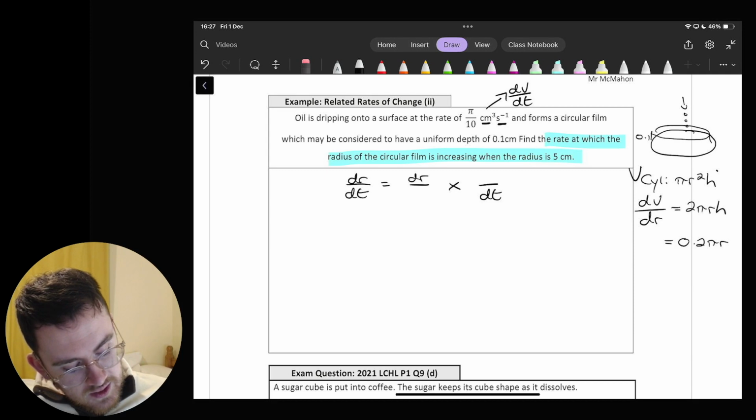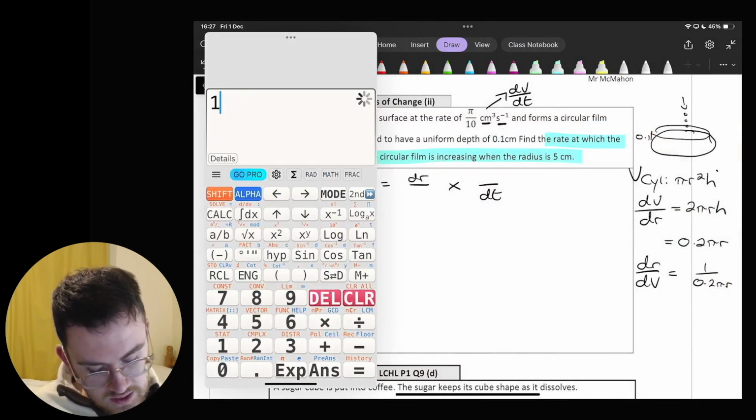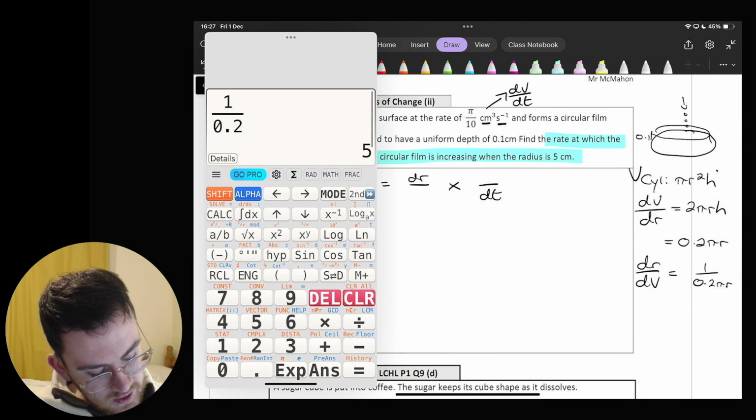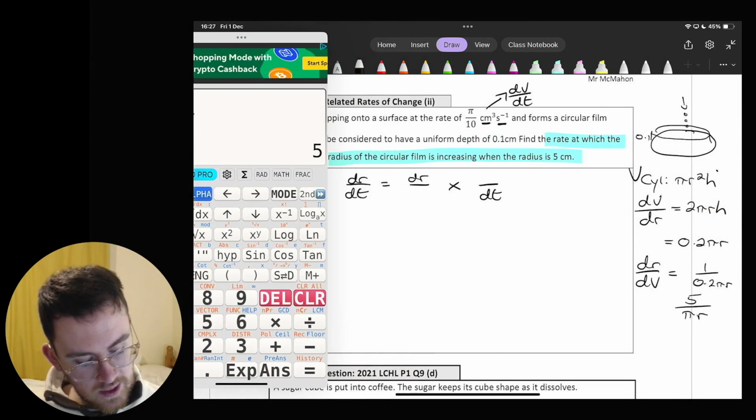So making use of that then, dr/dV would be 1 over 0.2 pi r, and we might be able to use our calculator there to simplify that a little bit, which just gives me 5. So 5 over pi r, 5 over pi.